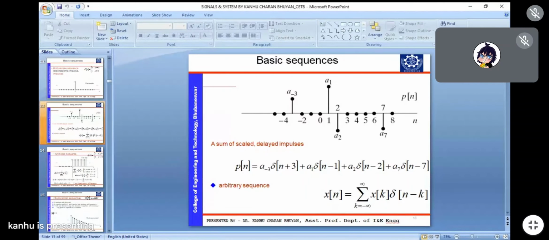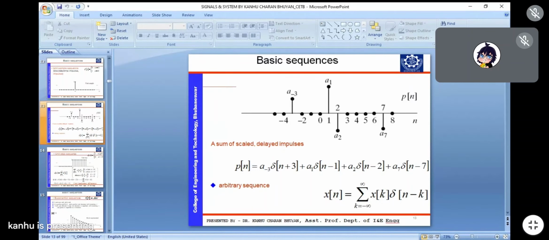Write the formula for an arbitrary sequence: x[n] = summation of x[k] delta[n - k], k from minus infinity to plus infinity. Have you written? Yes sir.